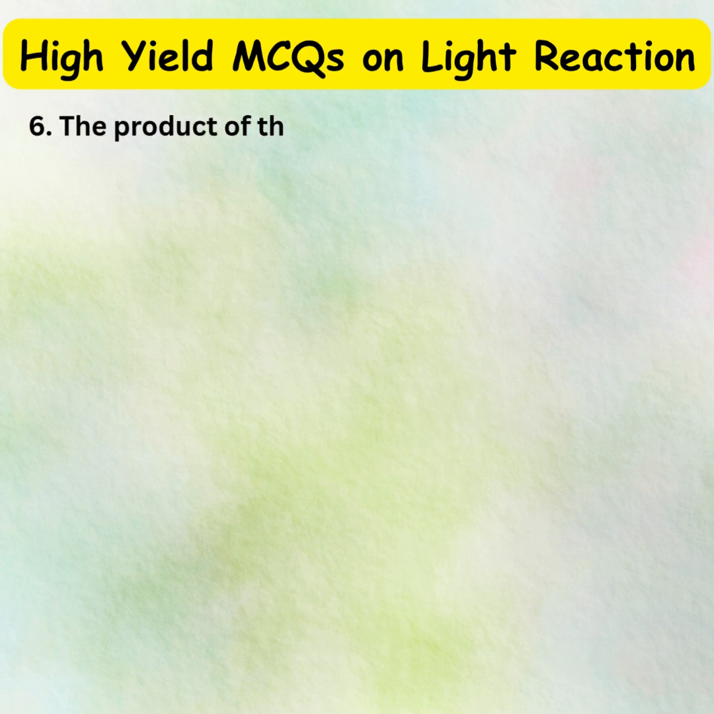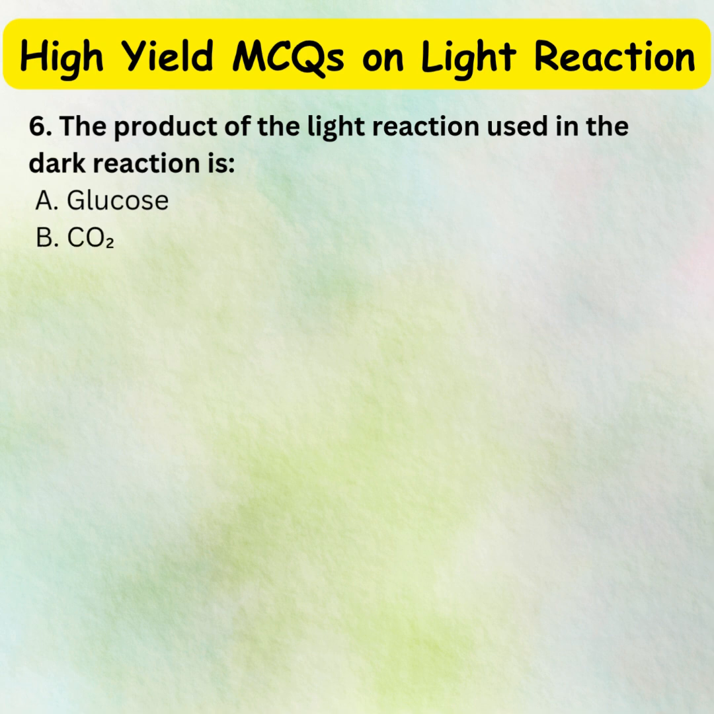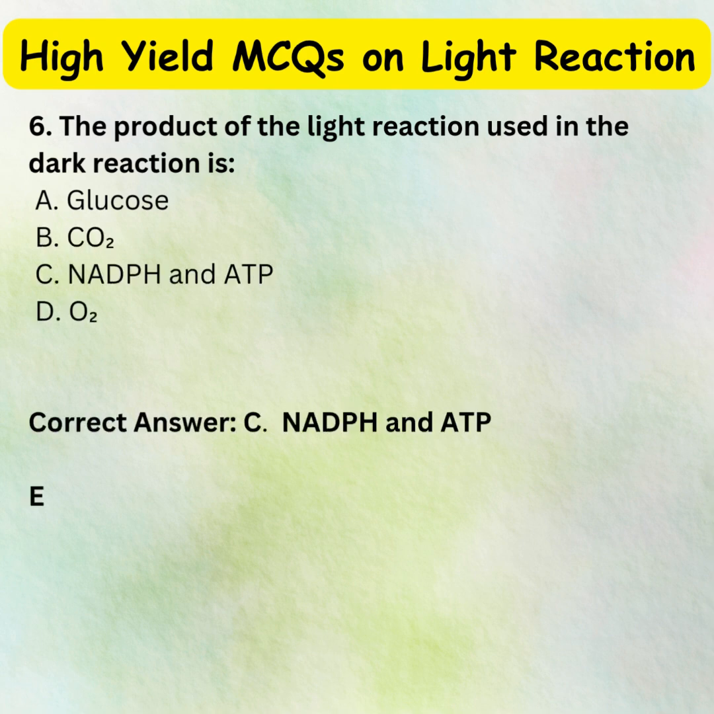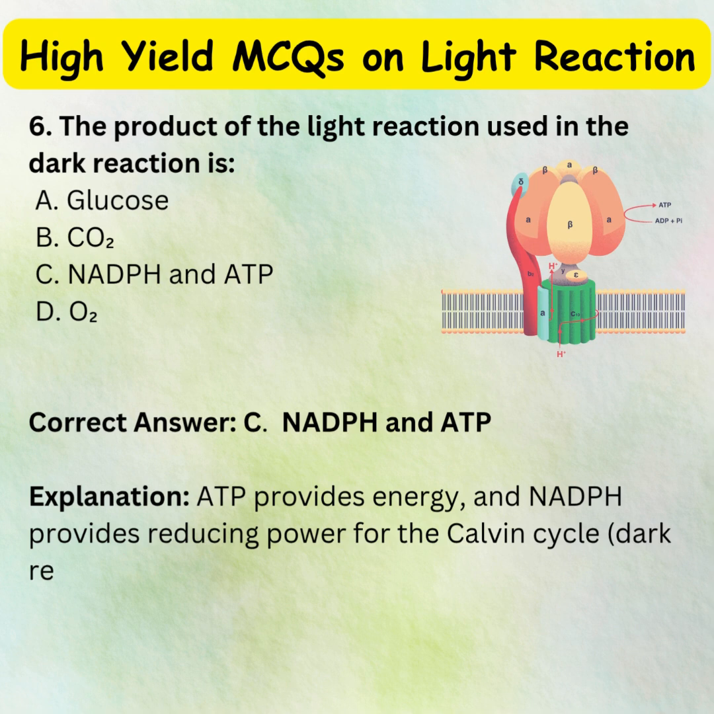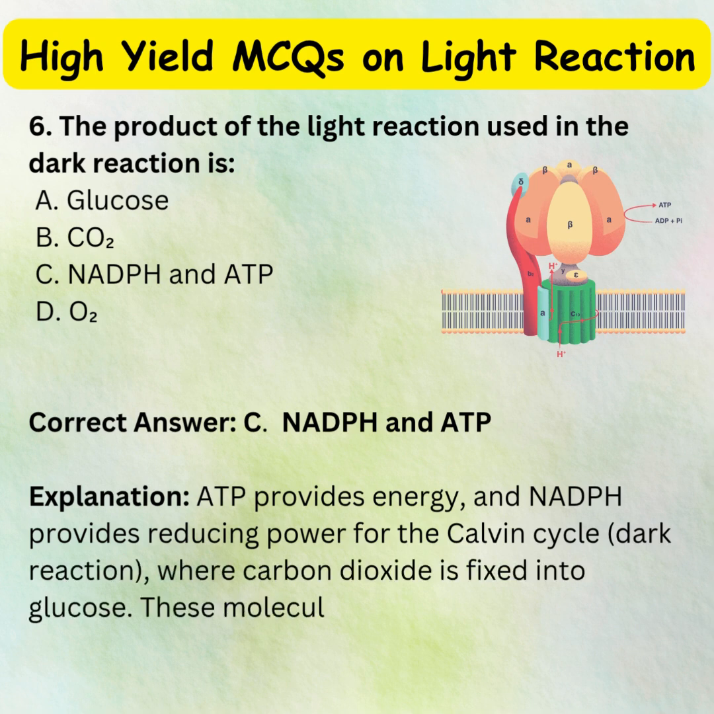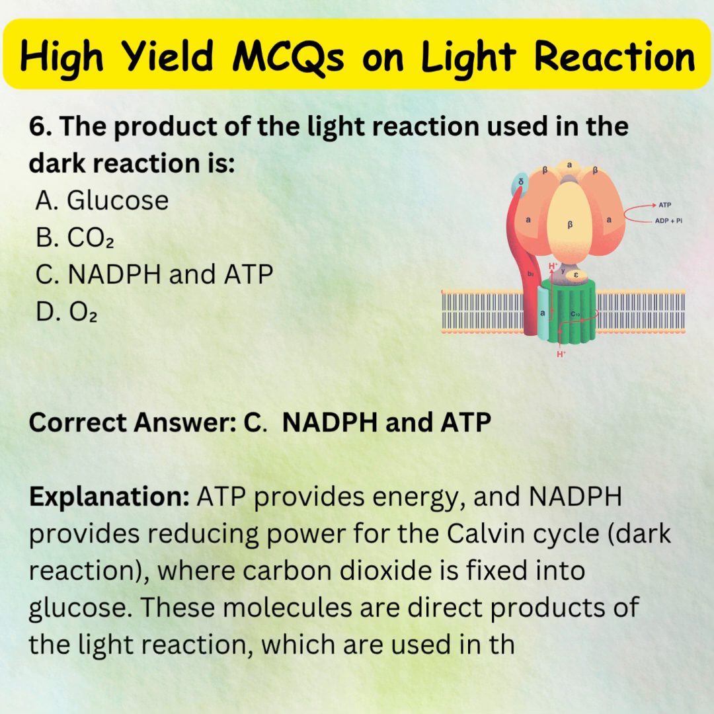Question 6. The product of the light reaction used in the dark reaction is A. Glucose, B. CO2, C. NADPH and ATP, D. Oxygen. Correct answer is option C, NADPH and ATP. ATP provides energy, and NADPH provides reducing power for the Calvin cycle, where carbon dioxide is fixed into glucose. These molecules are direct products of the light reaction, which are used in the dark reaction.